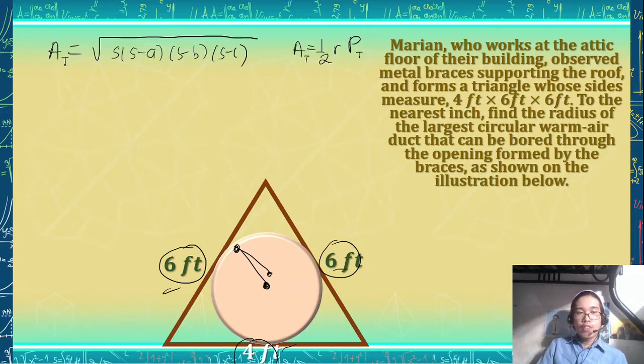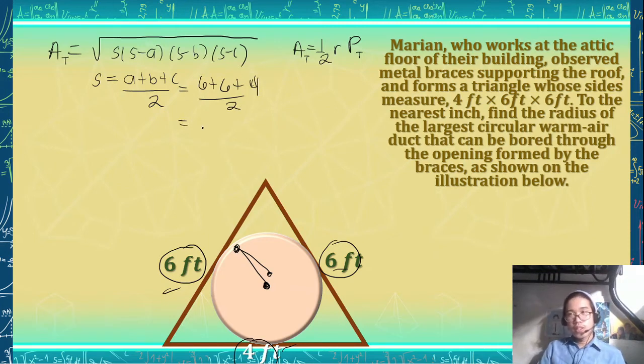So first we need to find the area of the triangle using Heron's formula. What's going to be the value of S? That's going to be A plus B plus C divided by 2, which gives us 6 plus 6 plus 4 divided by 2. 6 plus 6 is 12, plus 4 is 16, divided by 2. Therefore, the semi-perimeter is equal to 8.